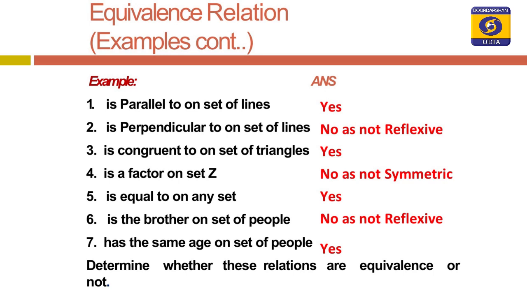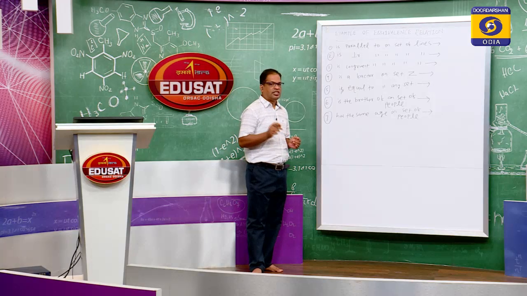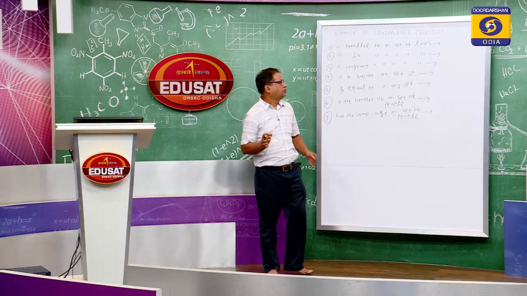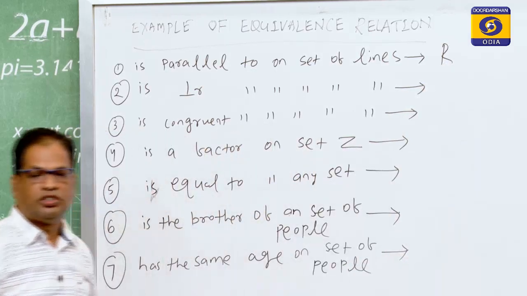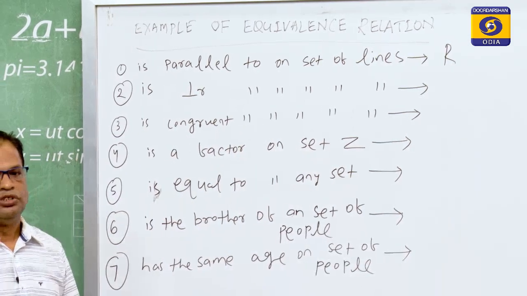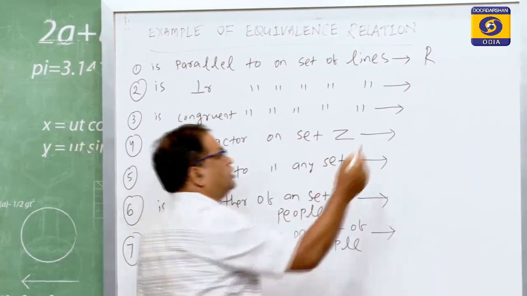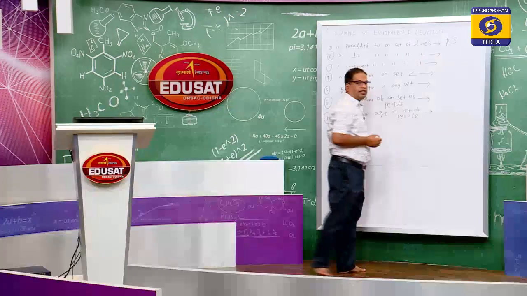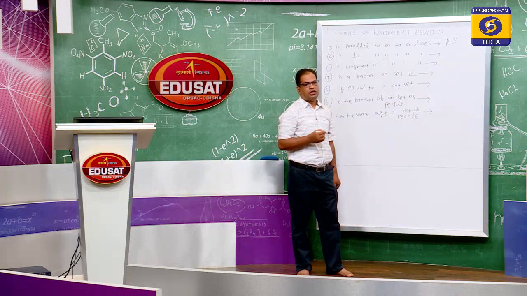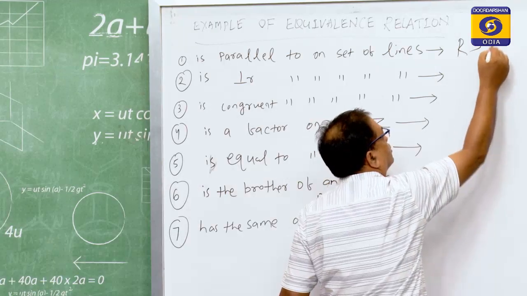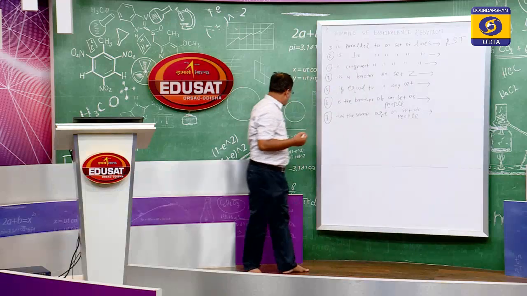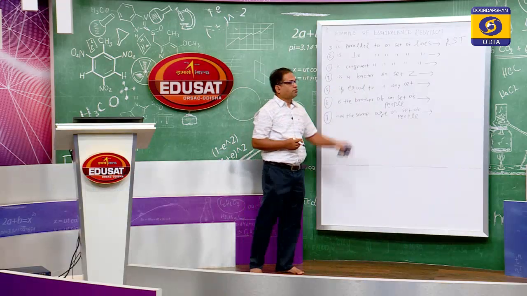So whether it is reflexive, any line is parallel to itself. That means L1 is parallel to L1, L2 is parallel to L2. So this is reflexive. This is also symmetric because if L1 is parallel to L2, L2 is automatically parallel to L1. And finally transitive, if L1 is parallel to L2, L2 is parallel to L3, then it is automatically L1 parallel to L3. So this is transitive.